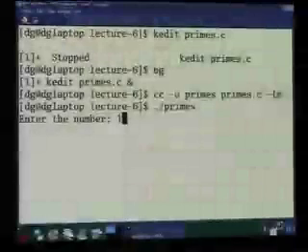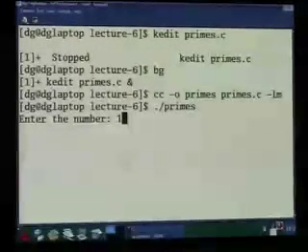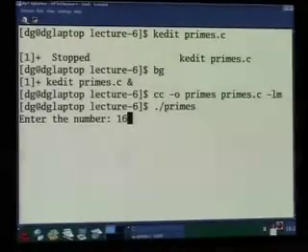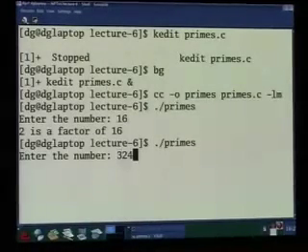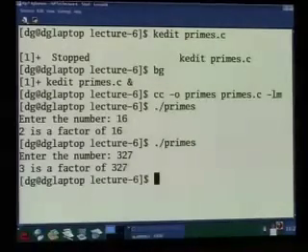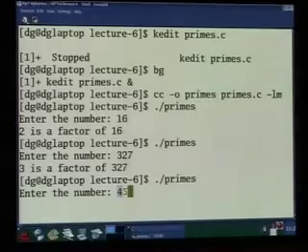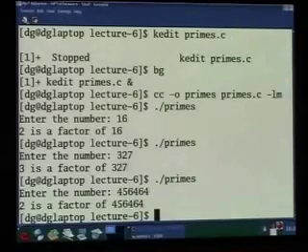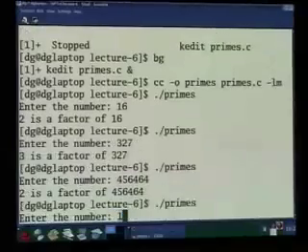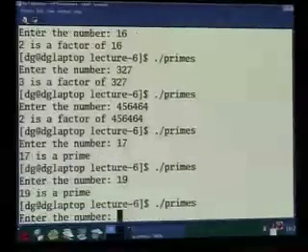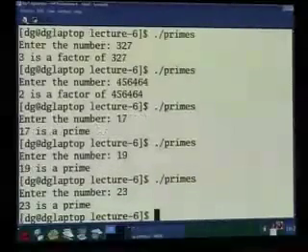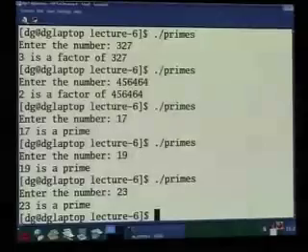Let's try with some non-prime number. Let's say 16. 2 is a factor of 16. Let's try with a larger number, 324. Of course, 2 will again be a factor. So let's try 327. This time 3 is a factor. Let's try with some prime numbers. 17 is a prime. 19 is a prime. 23 is a prime, and so on. So the program is working correctly.